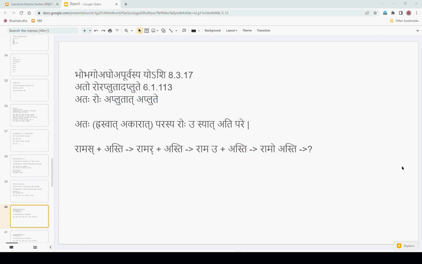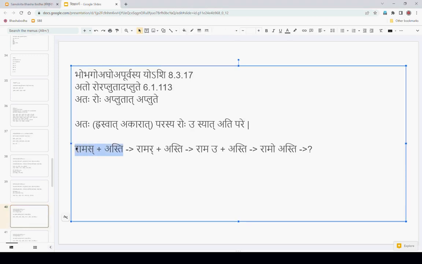Okay, so now the example. Let's take the example Ramas Asti. Now let's start with Ramas Asti. Karta Model, you only say that. Ramas Asti. So in this case, which sutra comes into picture first? Yes, you change it to Ramas. So changes to Ra. Which sutram? Yeah. What sutram?